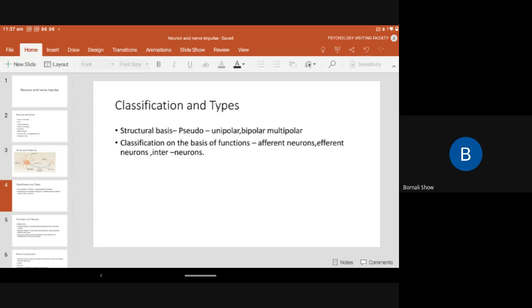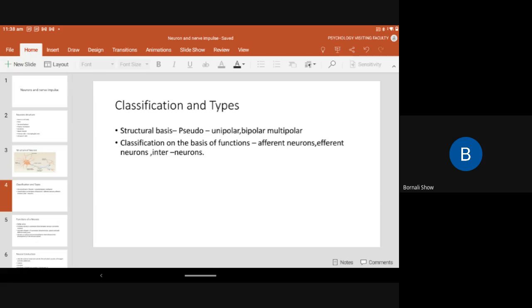Then come the bipolar neurons. These are also known as sensory neurons. They have one axon and one dendrite, which is profusely branched like a tree. The dendrite is placed at the opposite end of the soma. They are very few, and they are present in the retina of the eye, the inner ear, and the olfactory part, that means the nose. So these are all sensory functions.